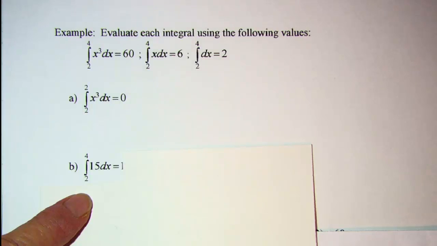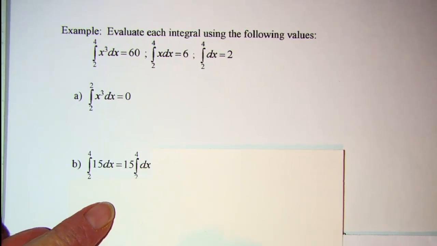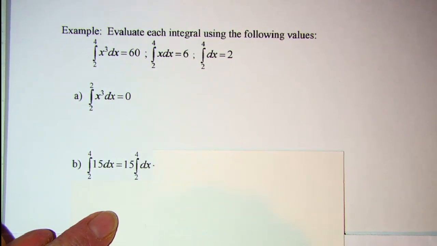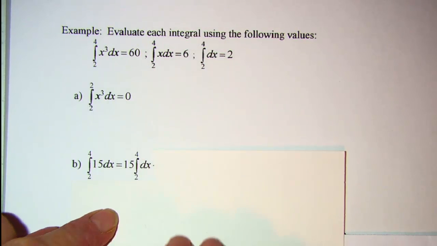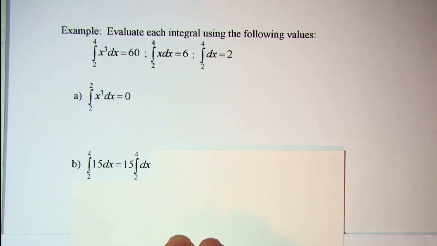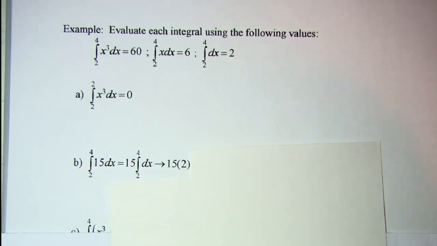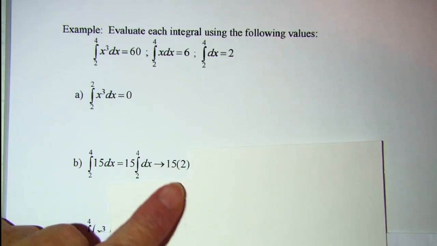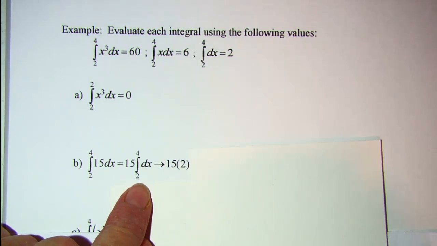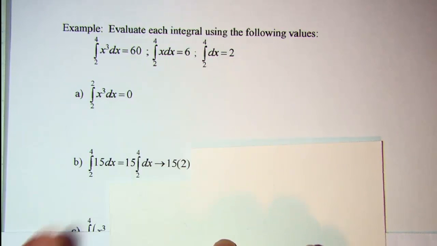On this one, we have the integral from 2 to 4 of 15. This is the same as 15 times the integral from 2 to 4 of dx. We're using the property that says we can take this constant out in front. And so that's just going to be 15 times 2, since the integral from 2 to 4 of dx is equal to 2, given to us.